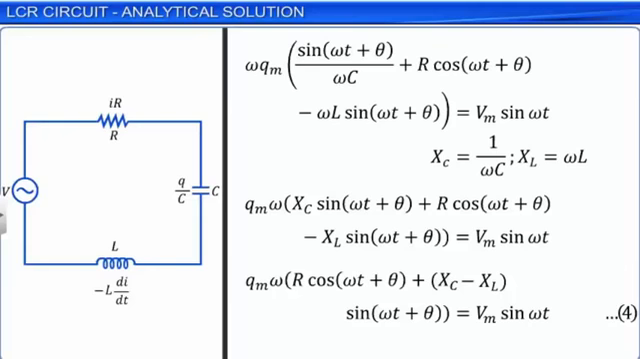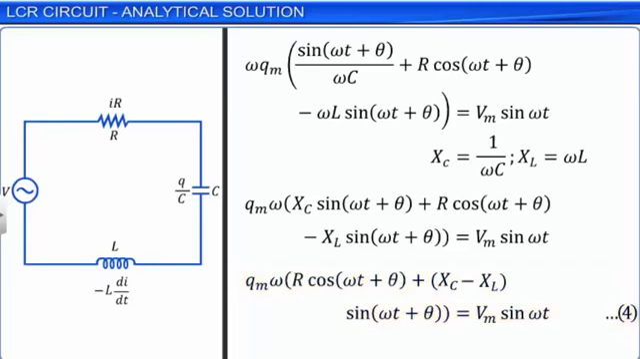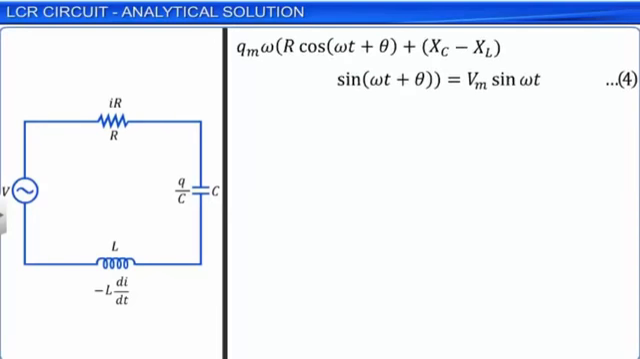Similar to resistance in a DC circuit, we introduce a quantity impedance in AC circuits, denoted by Z. Here, Z is the impedance of the LCR series AC circuit and is expressed as Z is equal to under root R² plus (XC minus XL)². In equation 4, multiplying and dividing the left-hand side by the impedance of the circuit Z, we get equation 5.